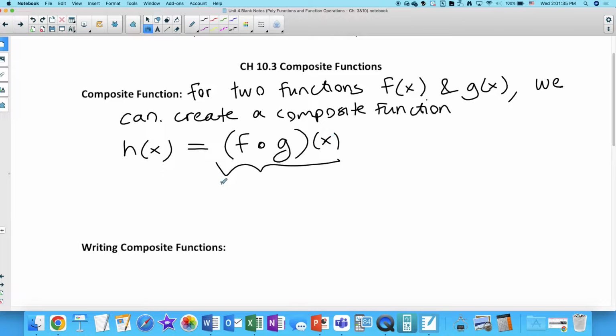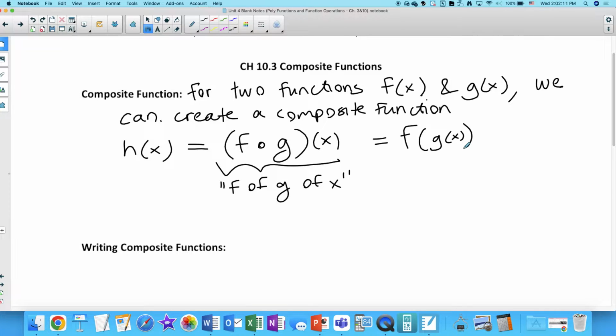You would read this out loud as f of g of x. Okay, and this is one form of notation that's quite commonly used, but what it means is this, f of g of x. Essentially, to create this composite function, we're replacing the variable x in f of x with the new function, g of x, some other function.